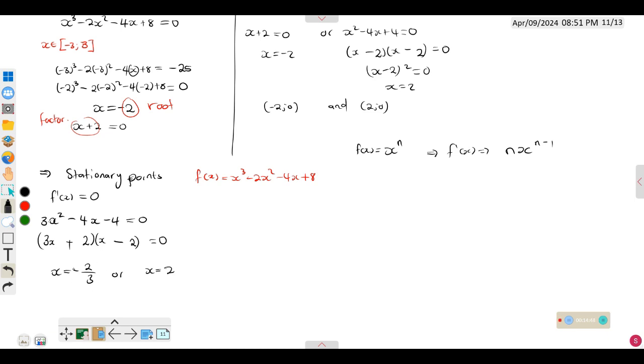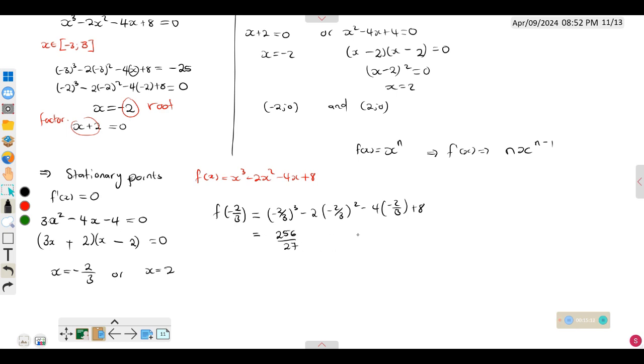Now remember that these x values must correspond to certain y values. So you take them back, you substitute back to the original equation. So you should go and look for f of minus 2 over 3 by substituting, what becomes minus 2 divided by 3 all cubed minus 2 into minus 2 over 3 squared minus 4 into minus 2 over 3 plus 8, right? So then this will give you a 256 over 27.